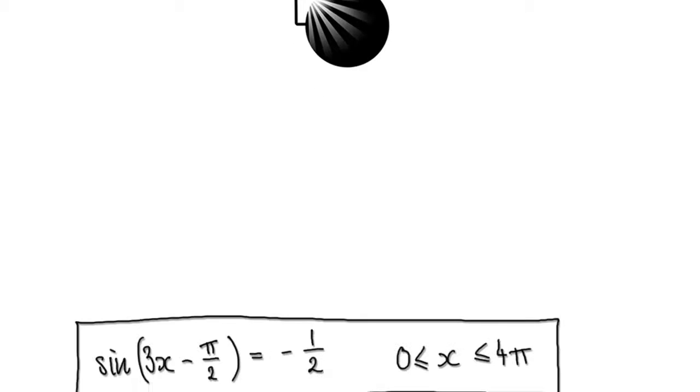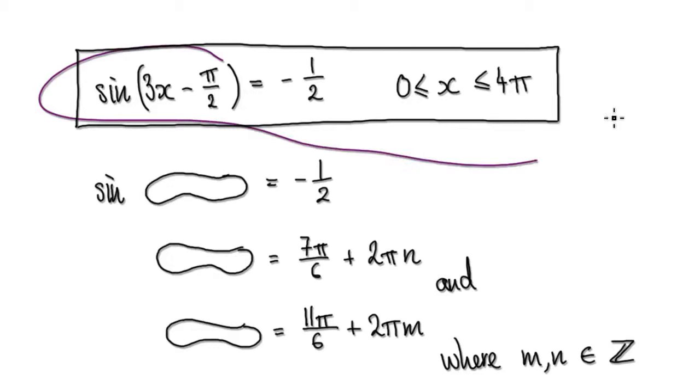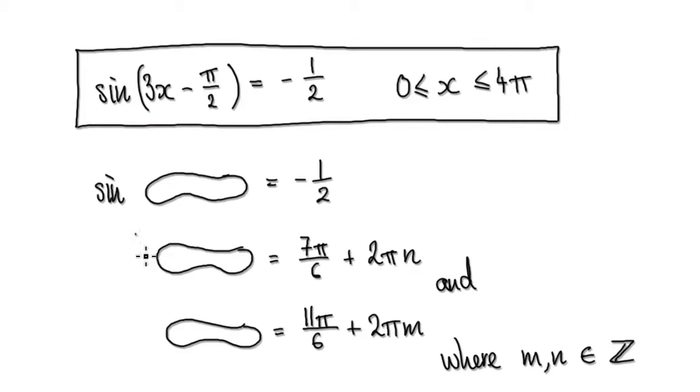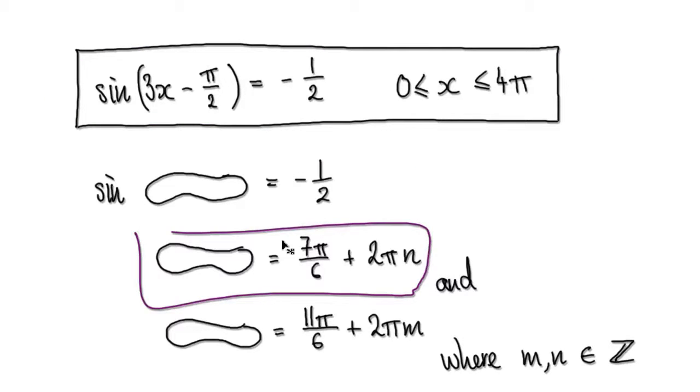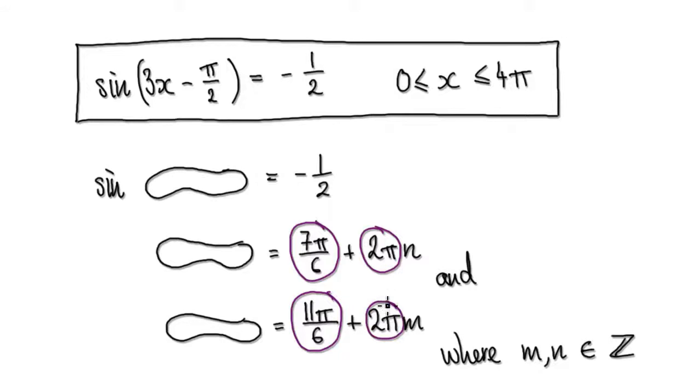Following on from the previous two videos, we got to this stage here. We were trying to solve this, and then we got to this stage here. So our first set of solutions would be this plus multiples of 2 pi. Our second set of solutions would be this plus multiples of 2 pi.